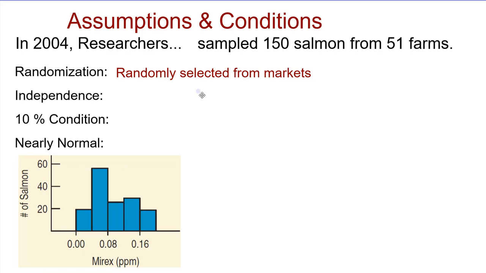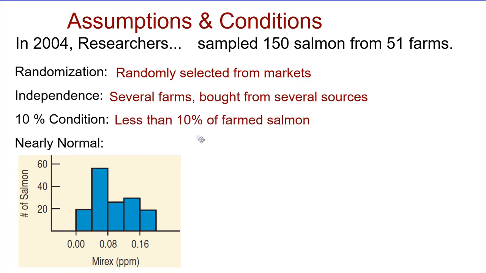Anytime we sample without replacement, it's not truly going to be independent. So we can override that with the 10% condition. The fish were bought from several farms, from several different sources. If we were only sampling from one farm, of course, we could not say that was a random sample, nor would it be representative or independent, because they're all going to be related to each other because they're all living in the same environment, being surrounded by that chemical Mirex, the insecticide. For the 10% condition, sampling 150 salmon is way less than 10% of the population. Even though we're sampling without replacement, it's less than 10% of all farm salmon, so we're good with that.